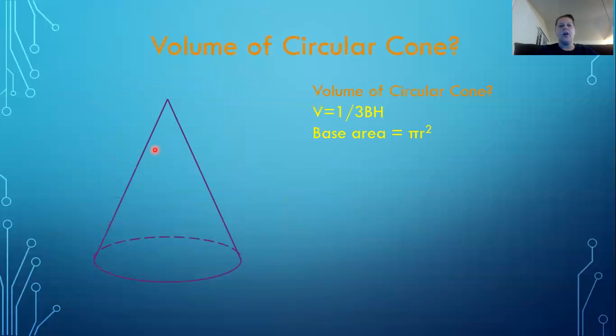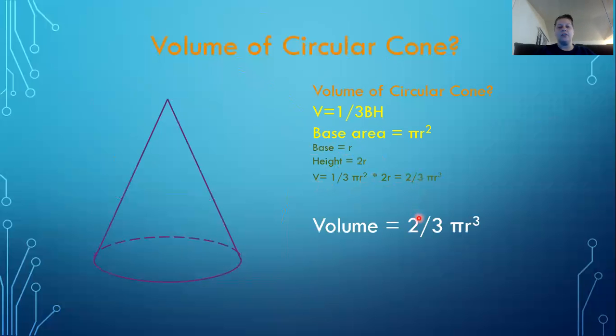Now, the volume of a cone is 1/3 base times height, and we're given the base area of pi r squared. We're given the value is base equals r and height is 2r. So we are going to plug these in. Volume equals 1/3 pi r squared times 2r, which makes the volume 2/3 pi r cubed. Now it's cubed because, finding the volume, all volume is measured in units cubed.